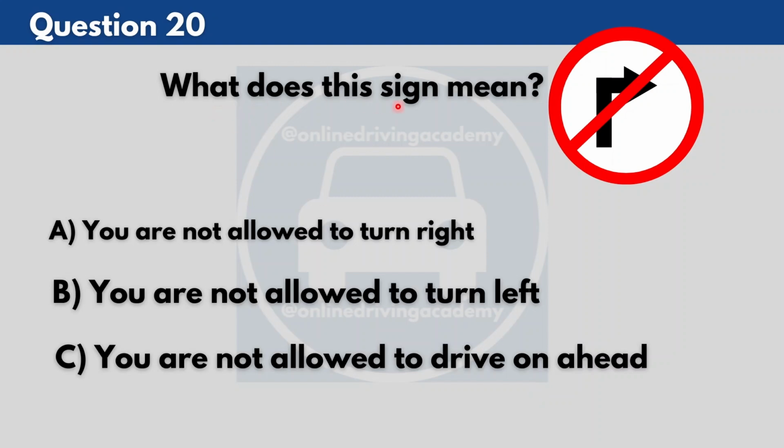Question 20. What does a sign mean? So we can see a prohibition sign, we can see a red line going through, and we can see an arrow that is pointing towards the right hand direction, right? Is it option A, you are not allowed to turn right? Is it option B, you are not allowed to turn left? Or is it option C, you are not allowed to drive on ahead? Correct answer will be option A.